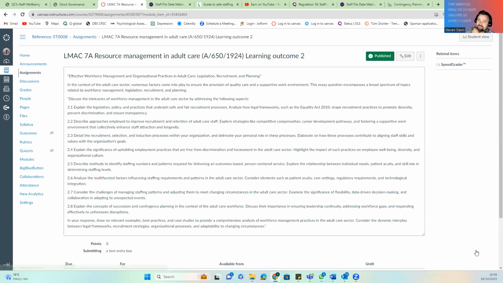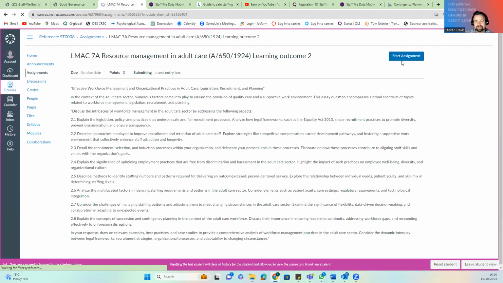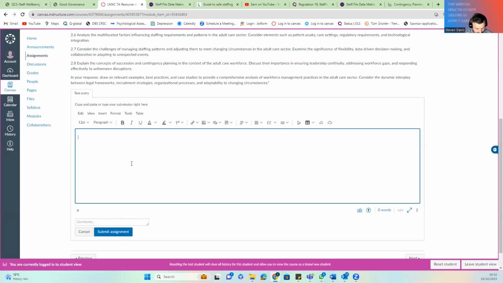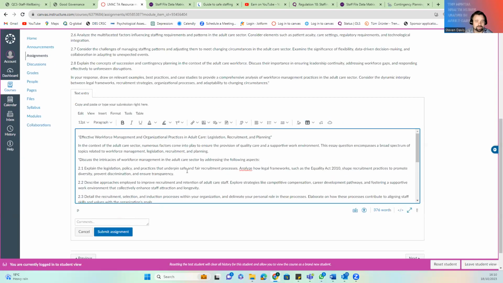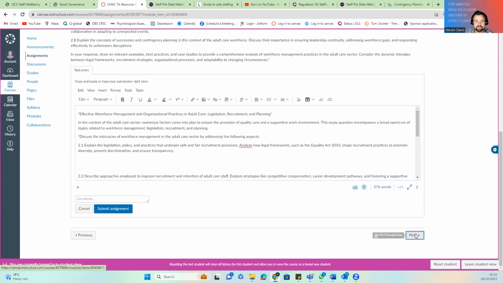Right, so learning outcome 2. Here, you need to discuss your workforce planning. Here, explain legislation, describe approaches, detailed recruitment, explain uphold employment practices, describe methods, analyze factors that influence this, consider challenges, and explain concepts. So again, here, you can just copy that and then put that in. So here, you can start your assignment, copy that in, and then just put your answers in there. So that just saves you a bit of time.